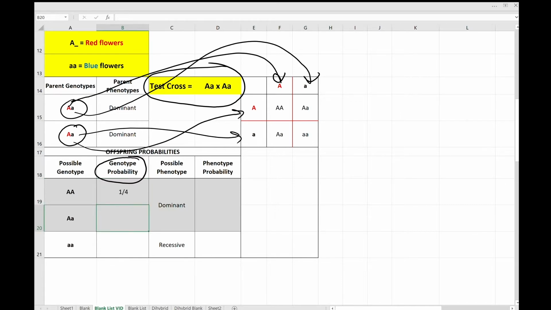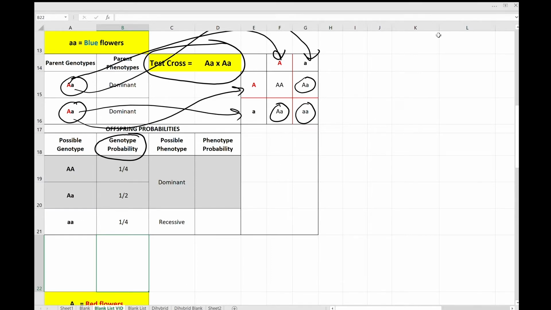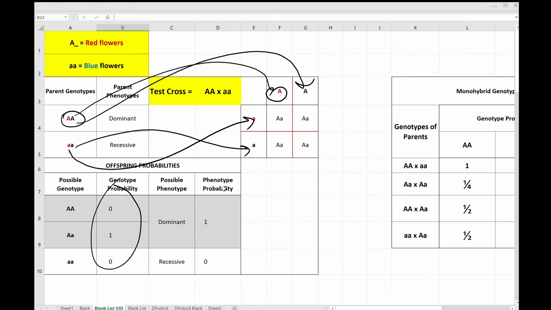How many are heterozygous? Well, we're going to use the rule of addition. There's 1/4 plus 1/4 gives you 1/2. And homozygous recessive, 0.25. So out of that, how many of these offspring are going to be red?